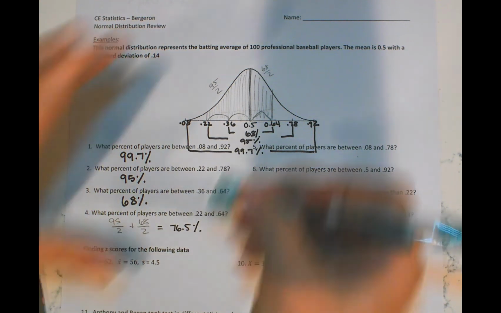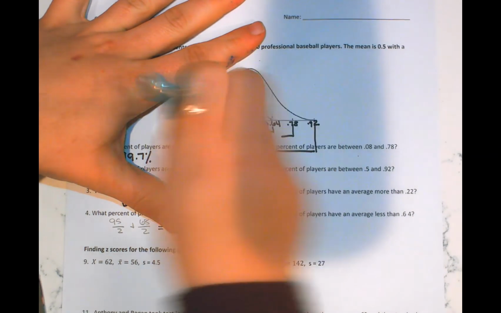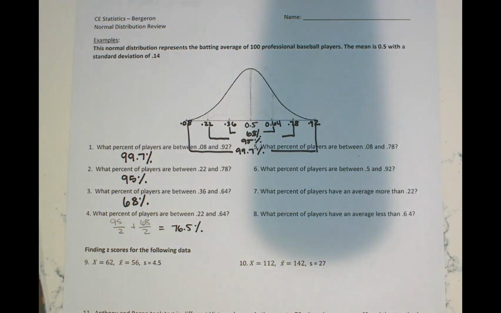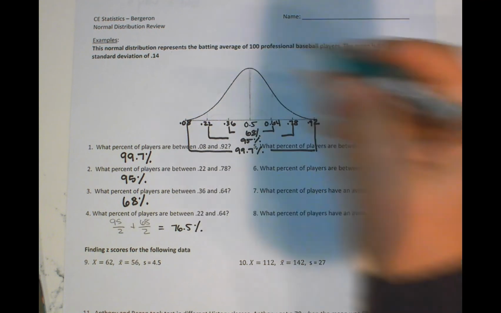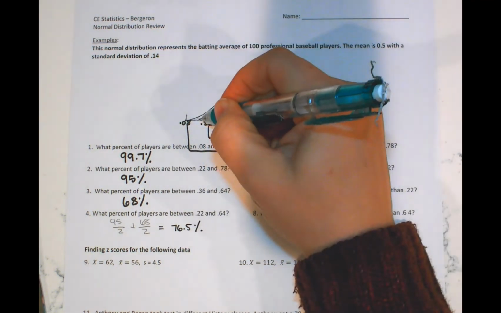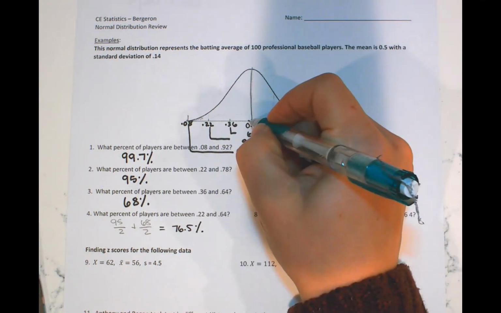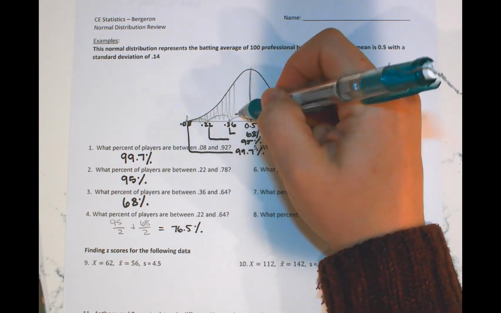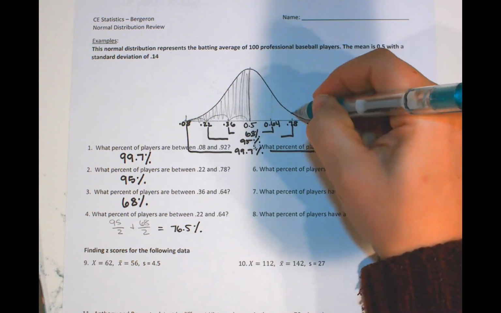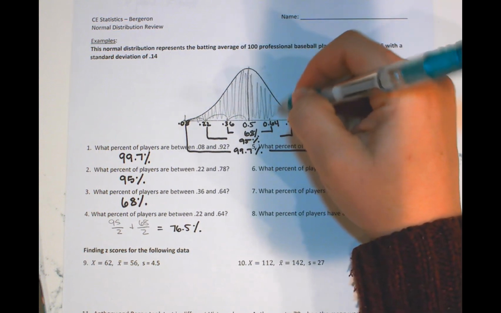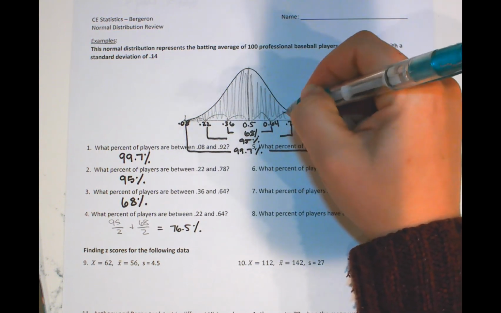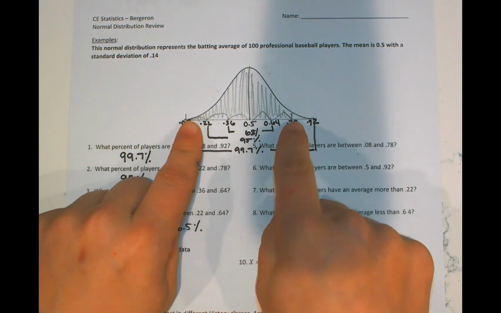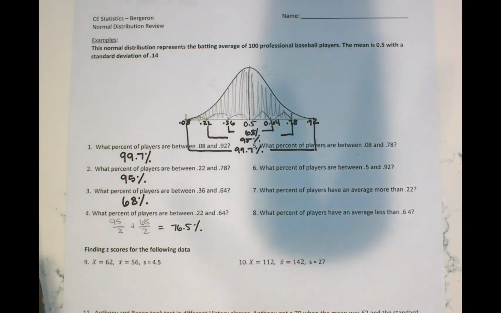All right, so if we look at our next one, the next one says what percentage of players are between 0.08 and 0.78. So on this side, I'm 3 standard deviations away. 1, 2, 3, because I want this entire shaded region. And then on this side at 0.78, I'm only 2 standard deviations away. 1, 2. So again, I'm uneven. I'm 3 on this side and 2 on this side. So I can't just follow one empirical rule.